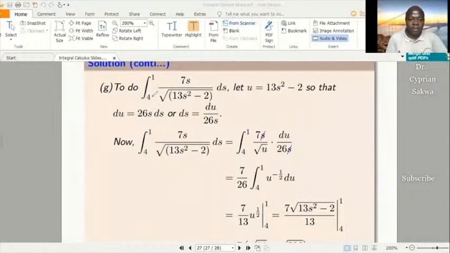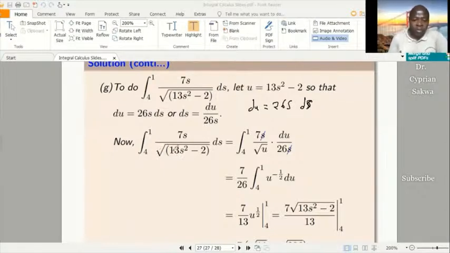We're integrating from 1 to 4, the integral of 7s over the root of 13s squared minus 2. So again, we let whatever is under the root be u. So let u be 13 times s squared minus 2, and differentiate both sides. The left side gives you du, and the right side gives me 26s ds. Make ds the subject of the formula by dividing both sides by 26s. So when you divide both sides by 26s, you find that ds equals du over 26s.